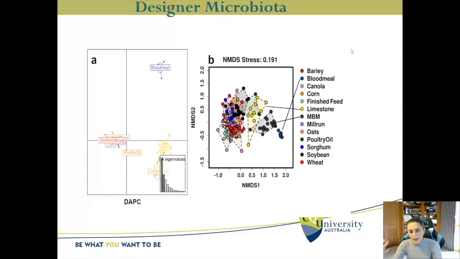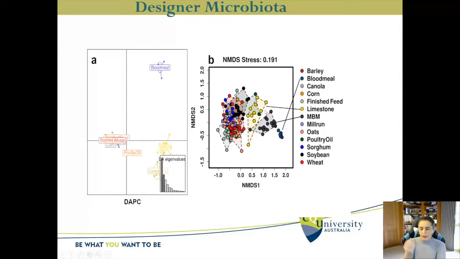Most of the samples had a lot of bacteria in them, and here's the similarity of different sources. So meat and bone meal and blood meal were very different. Poultry oil also, to a certain extent. And here you can see all of the grains like barley, canola, corn, mill run, oats, sorghum, even soybean and wheat, they all overlap. They have similar carb-loving and fiber-loving bacteria. But again, here we have blood meal and meat and bone meal.